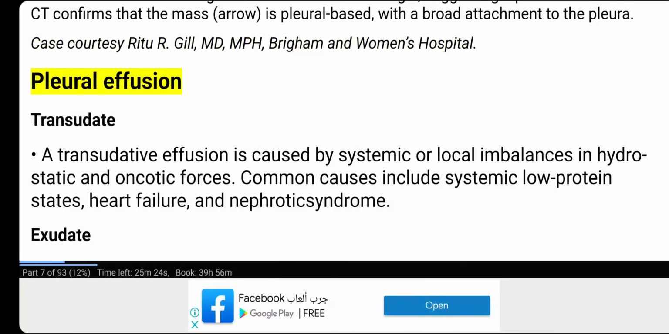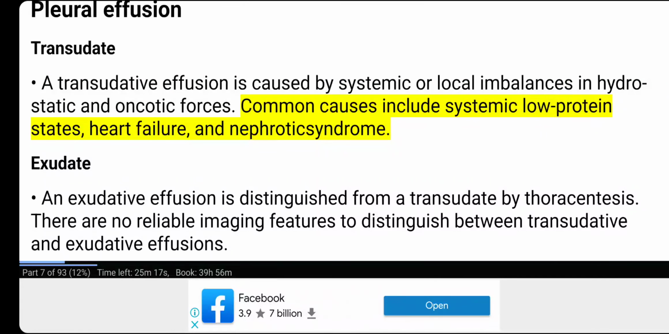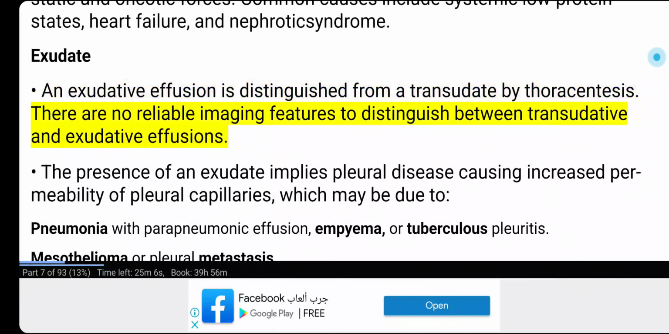Pleural effusion. Transudate. A transudative effusion is caused by systemic or local imbalances in hydrostatic and oncotic forces. Common causes include systemic low-protein states, heart failure, and nephrotic syndrome. Exudate. An exudative effusion is distinguished from a transudate by thoracentesis. There are no reliable imaging features to distinguish between transudative and exudative effusions.